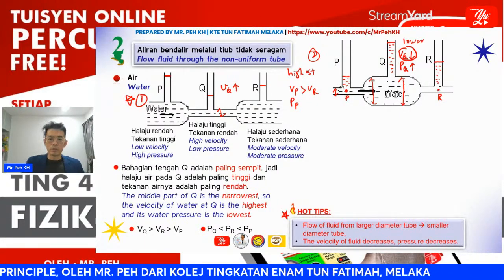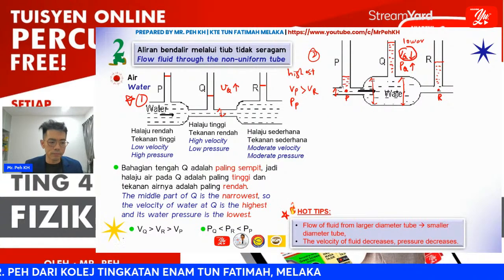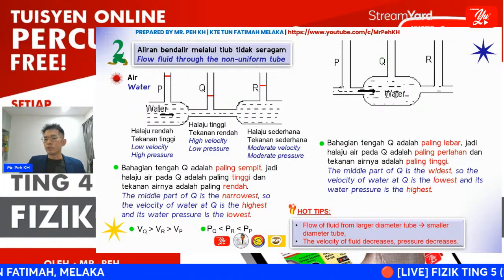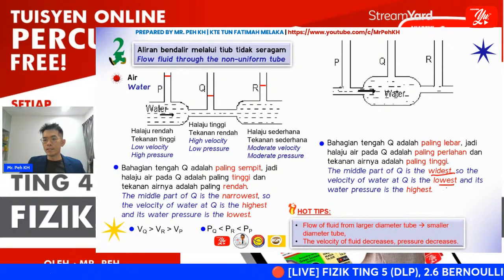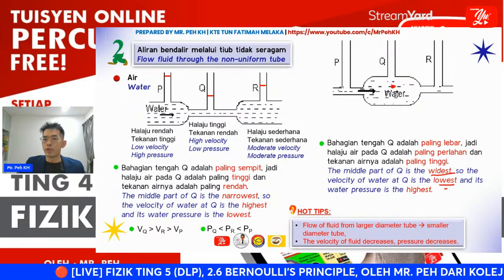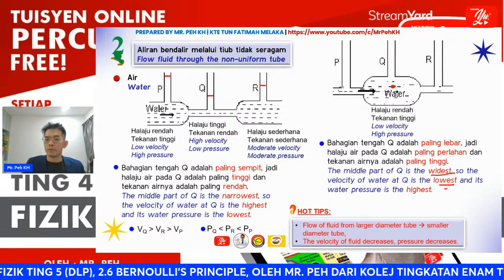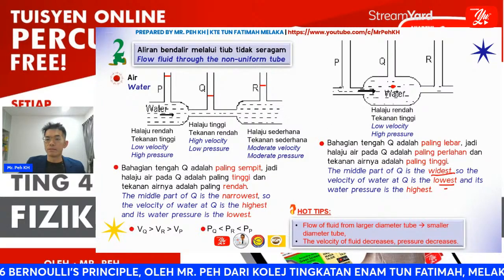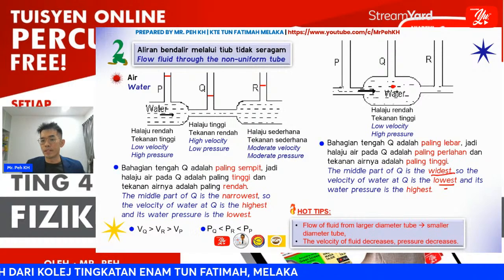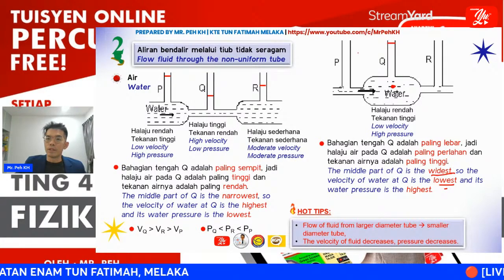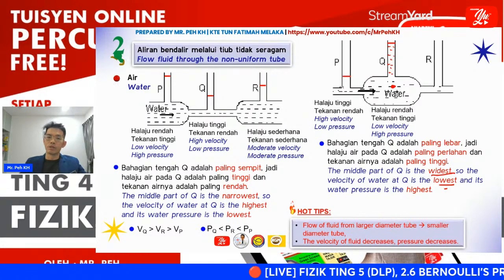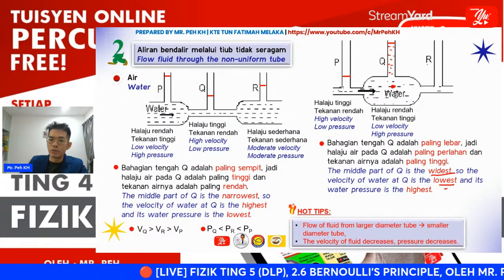Okay, so let us see the discussion. The middle part Q is widest, so the velocity will be the lowest, so the pressure will be highest at Q. So you have stated the velocity and pressure, so you can draw the water level correctly. Expected the highest, as I mentioned just now. Then the comparison between P and R, just like I mentioned to you.